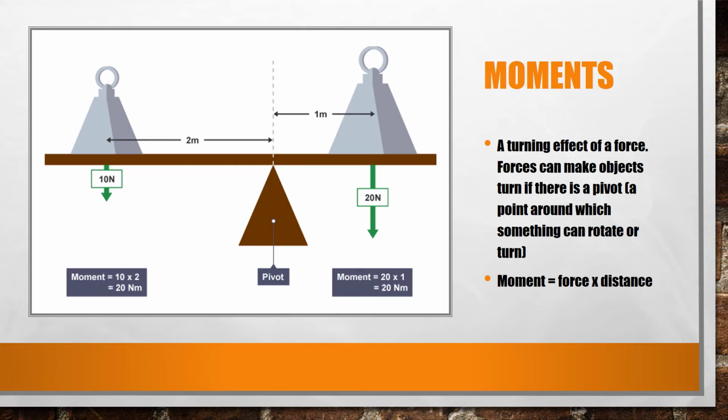From this, we can see that the two moments are equal, making it balanced. The left-hand side would act in an anti-clockwise direction, while the right would act in a clockwise direction. This means that if we were to remove the weight on the right, the seesaw would tip to the left. If we were to remove the weight on the left, our seesaw would tip to the right.